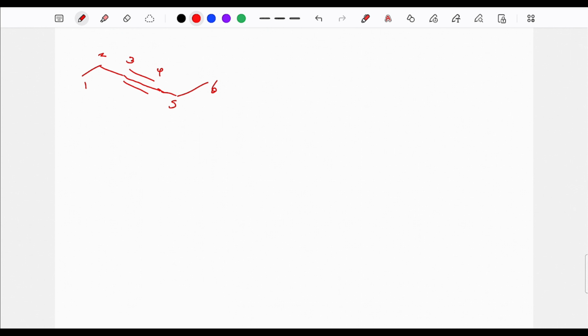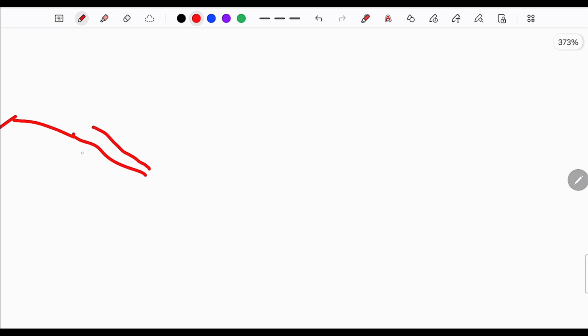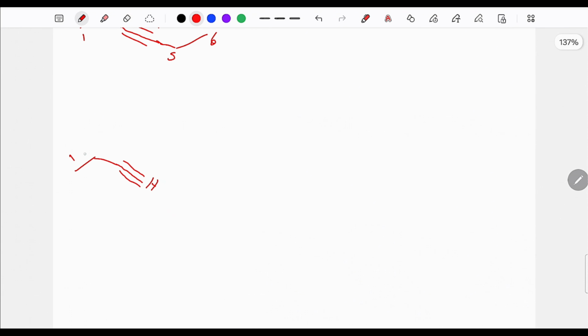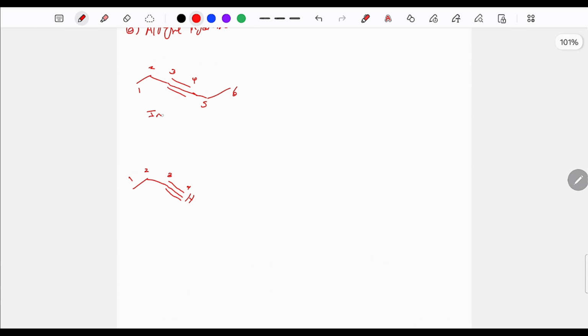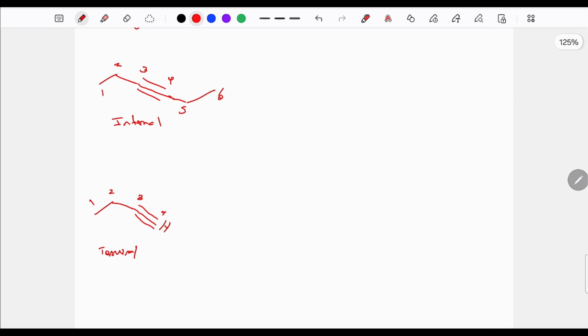And let's make that a bit simpler. Let's make it 4 carbons. So 1, 2, 3. And I really hate alkynes. There we go. All right. So this is simpler. 1, 2, 3, 4. Okay. So here we have an internal versus a terminal alkyne, and we're going to perform an oxidation of both of these guys.